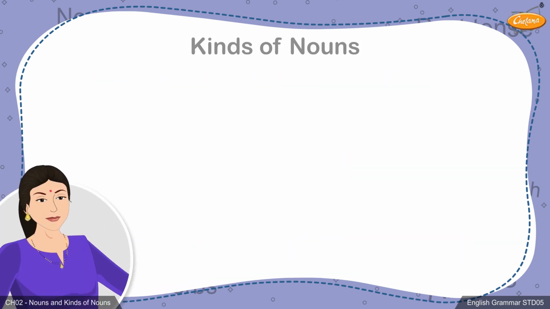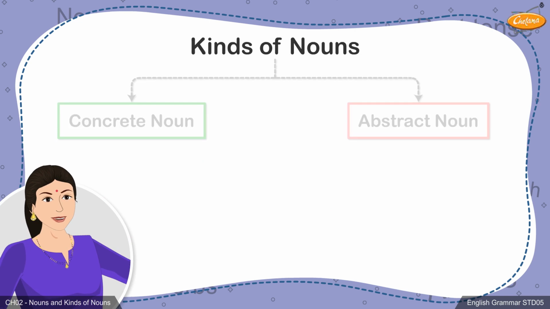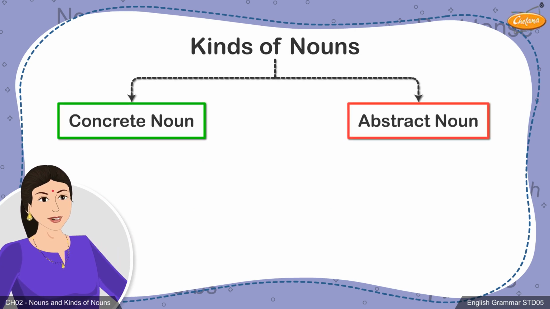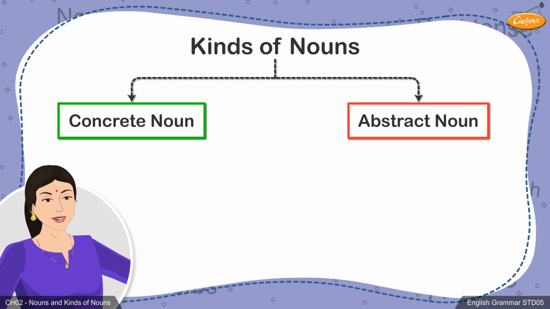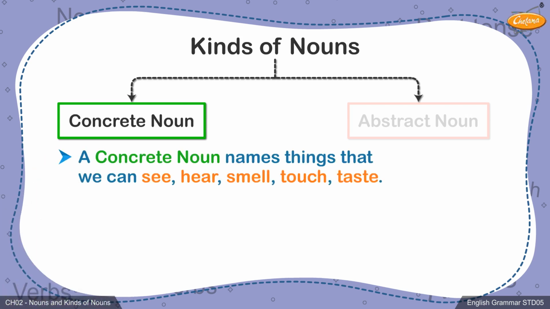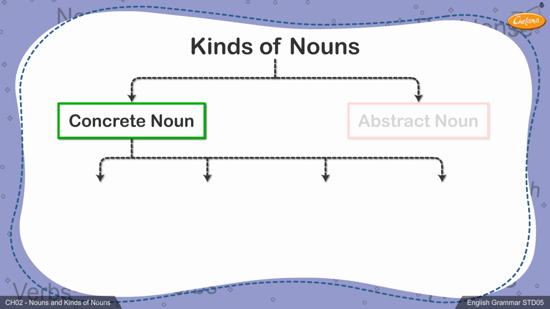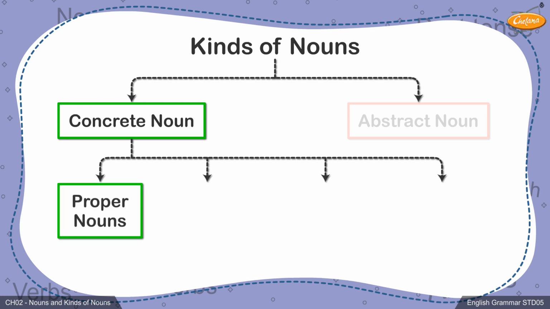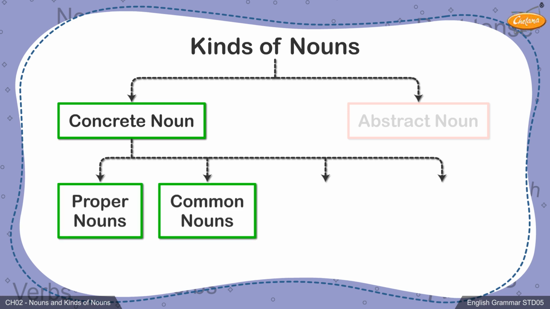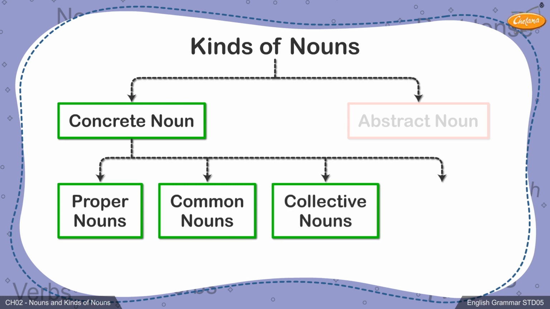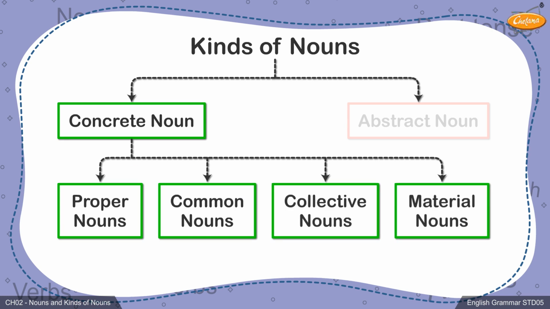Next, you will be learning about the types of nouns. Nouns can be classified in various ways. Look at the tree diagram to understand the various kinds of nouns. Let's start off with concrete nouns. A concrete noun names things that we can see, hear, smell, touch, and taste. It also occupies space. All concrete nouns can be categorized under four main types. 1. Proper nouns. 2. Common nouns. 3. Collective nouns. 4. Material nouns.